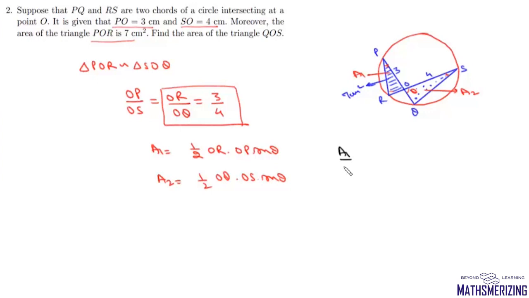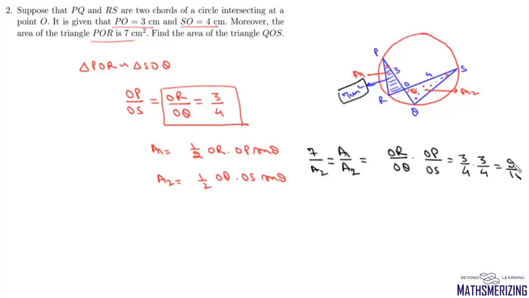If we divide them, we get A1/A2 as (OR/OQ) × (OP/OS). Now OR/OQ is 3/4, and OP is 3 and OS is 4, so it is 9/16. The value of A1 is 7, so we put A1 as 7. That means 7/A2 is 9/16. So the area of triangle QOS is 7 × 16/9, which is 112/9 cm².